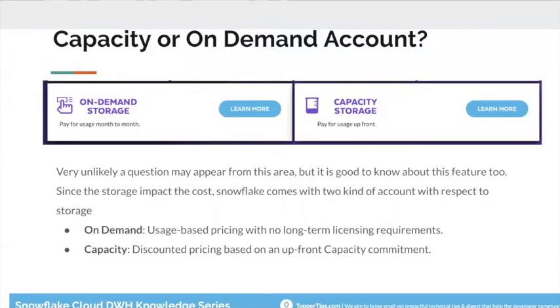There is another concept which is called capacity or on-demand account. So you have the virtual warehouses, which is the compute of your warehouse. Along with that, you also pay for the storage. So storage comes in 2 flavors: on-demand and capacity storage. On-demand storage is generally what we get right when we subscribe for it, but the capacity can also be requested from the Snowflake account.